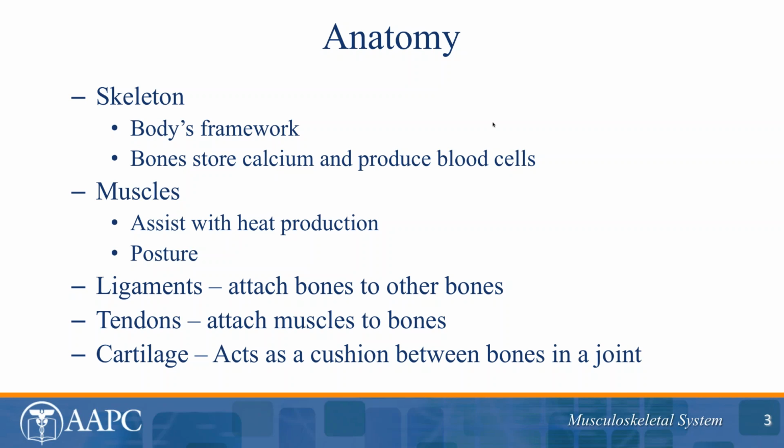So please make sure you know that ligaments are from bone to bone, tendons attach muscles to bones, and cartilage is like your shock resistance. It's like a cushion between the joints. So again, ligaments, tendons, and cartilage. Muscles we know are for heat, and the skeleton is the body's framework.